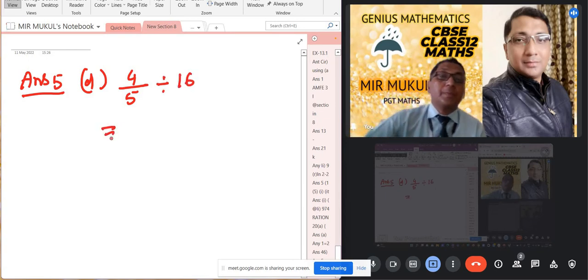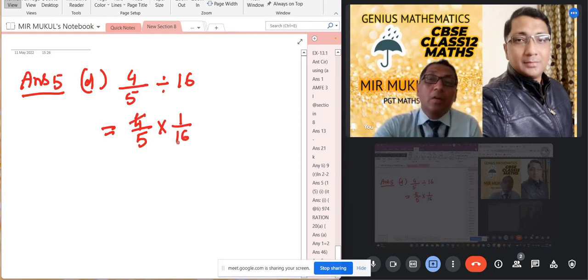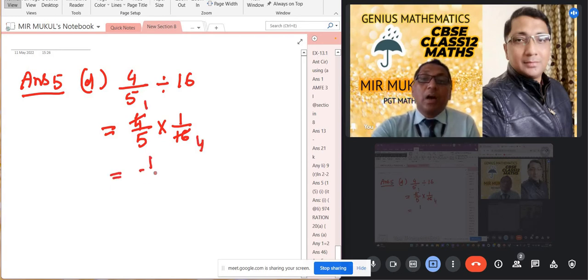So from class 4 we have learned this: 4 by 5. This divide symbol, if you want to change it to multiplication, then you have to take its reciprocal. After that we can cancel by 4. 4 1 is 4 and 4 4 is 16. So the answer will be 1 by 20.